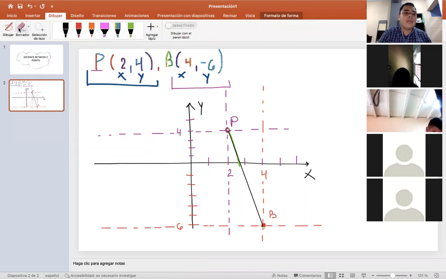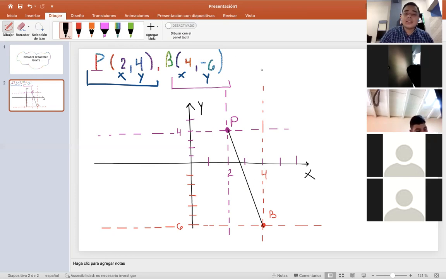Okay, what happens if I ask you guys to find, let me erase this, the distance between P and B? Well, that means that we need to find the measurement of this line in here, of this vector.